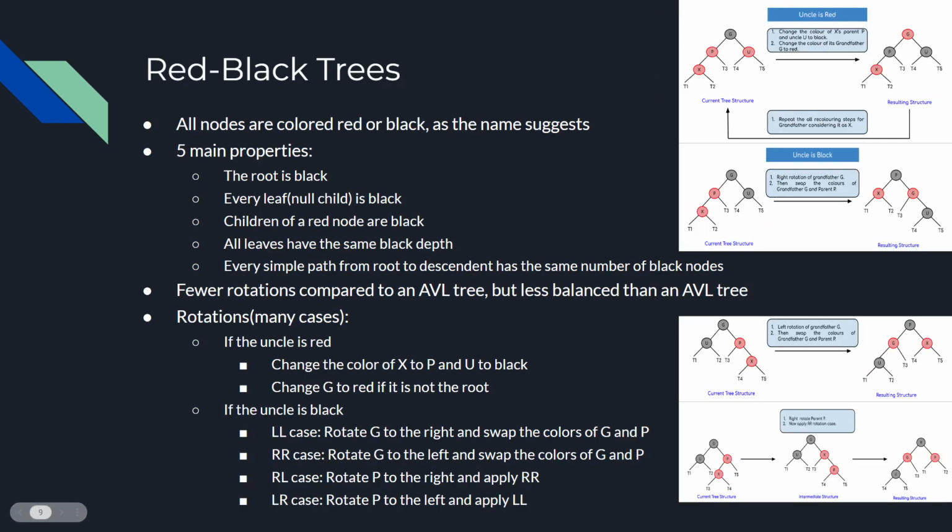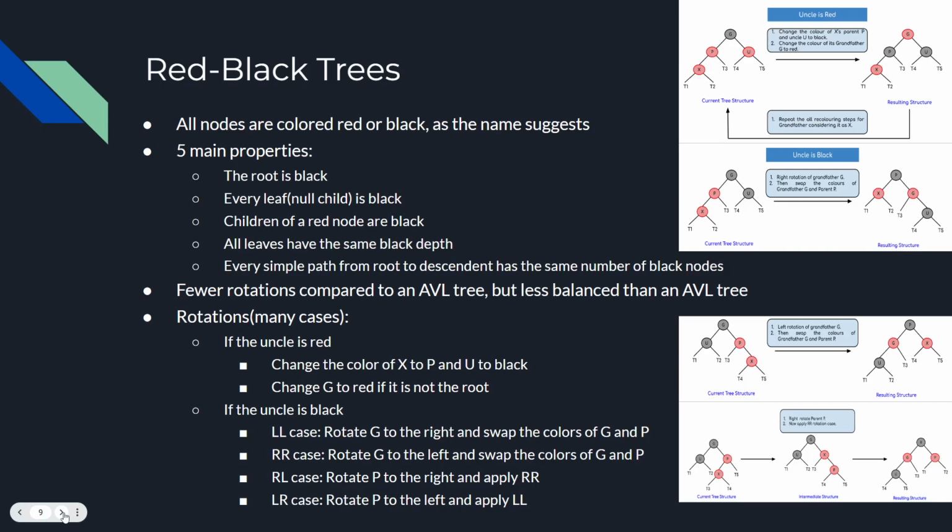The next example of a self-balancing tree that we'll look into is a red-black tree. As the name implies, all of the nodes are colored red or black, and they follow 5 rules. Rule number 1 is that the root, or the highest level node, is black, and every leaf, or just a child that has no value, is also black. Children of a red node have to be black. All leaves have to have the same black depth, and every simple path from the root to any given descendant has the same number of black nodes.